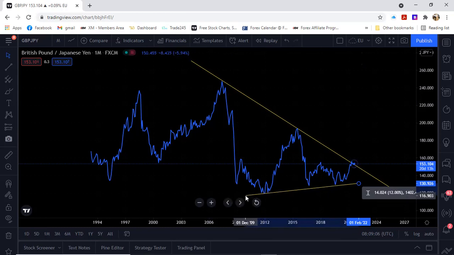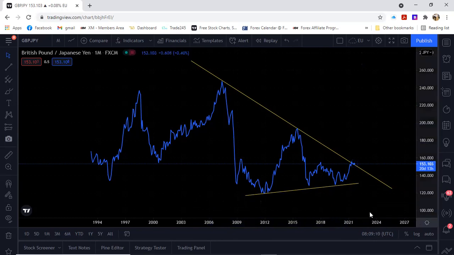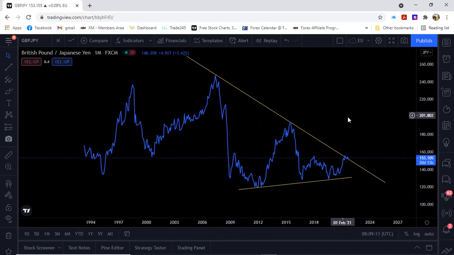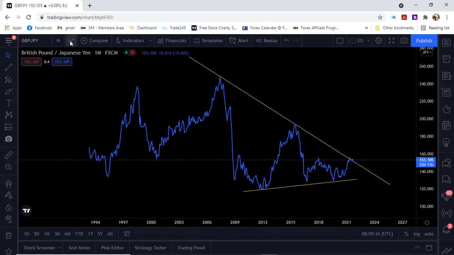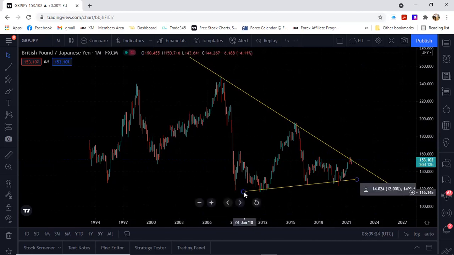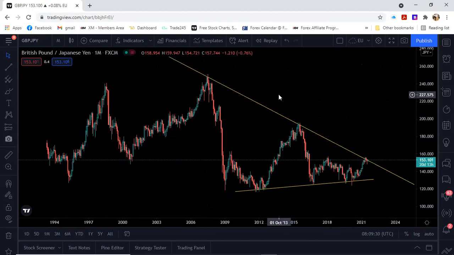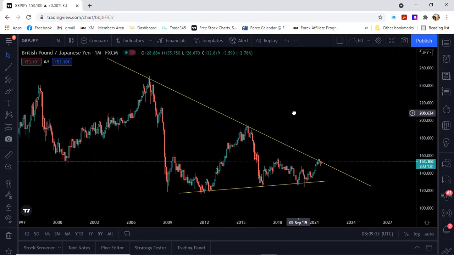From this only, I can simply say it's more of a triangle correction, but we'll see what was happening. That's how we draw it. So this is what we are getting from the monthly.